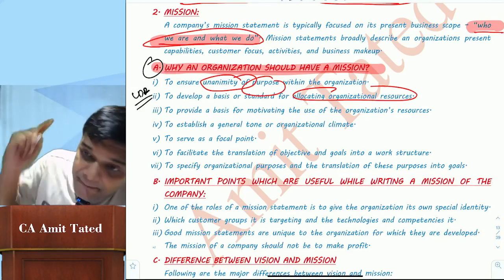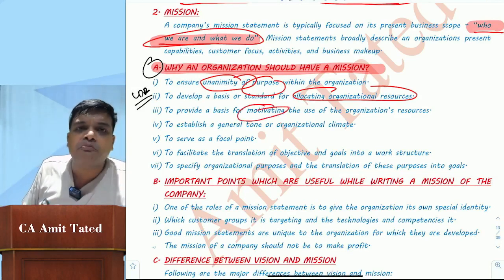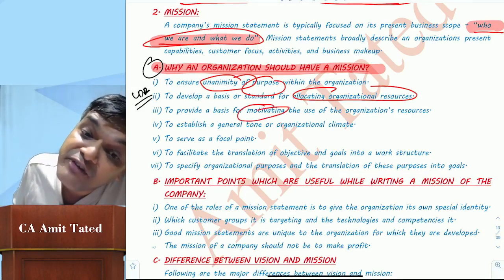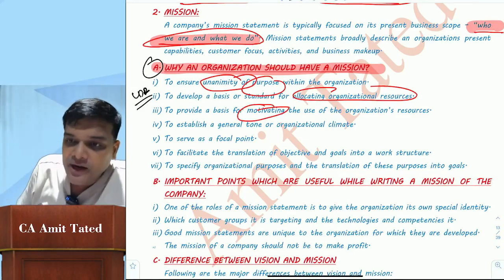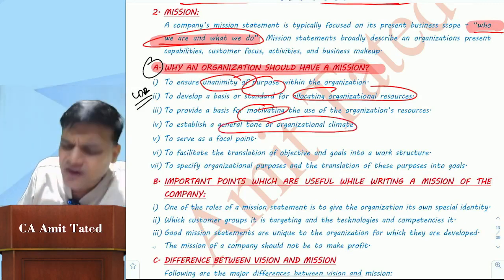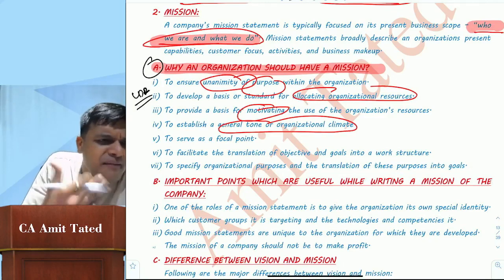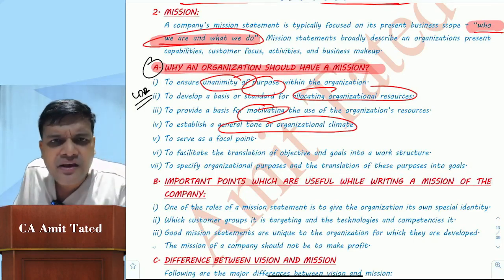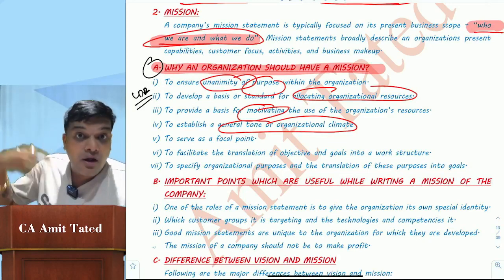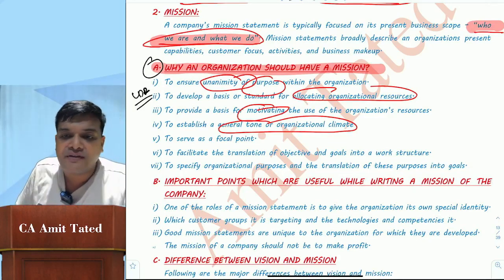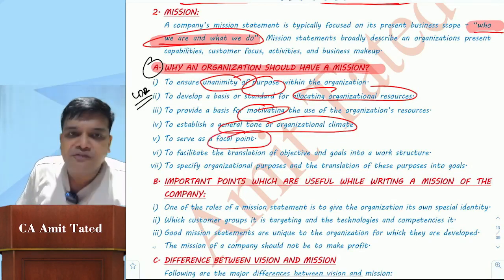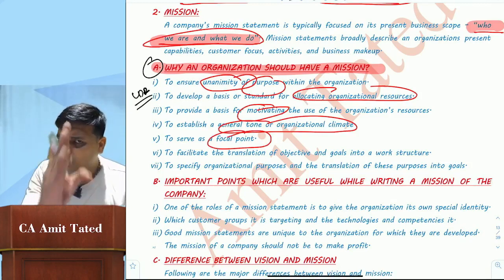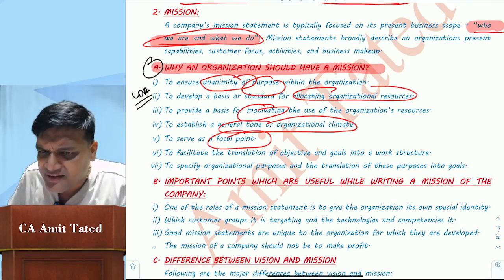Third point, it is the basis of motivating. We have discussed this point. But vision was enthusiasm. Next point, it is a general tone for the organization or organization climate. Everybody will be having the same climate, the same energy. That is nothing but a general tone, organization climate. Next point, it will be focusing on a focal point. Focal point, that is, everybody is having one target only. Nobody is having different or separate targets.